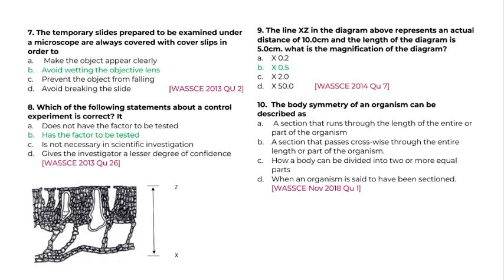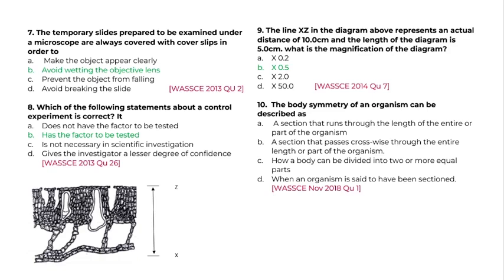Question number 10. The body symmetry of an organism can be described as A, a section that runs through the length of the entire or part of the organism. B, a section that passes crosswise through the entire length or part of the organism. C, how a body can be divided into 2 or more equal parts. And D, when an organism is said to have been sectioned.